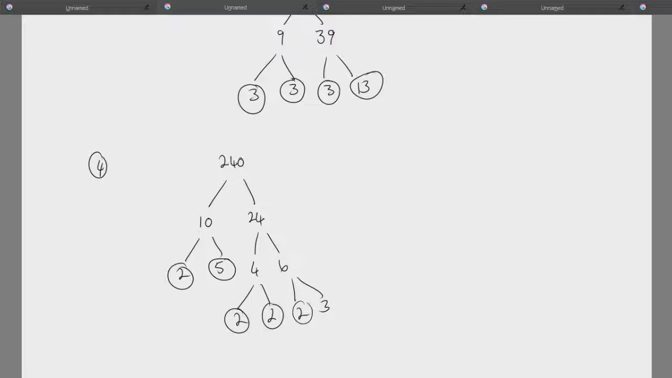Now I'm done with each path, and my prime factorization of 240 is, how many 2's do I have there? 4, just one 3, and just one 5. That is 240 by way of a factor tree.